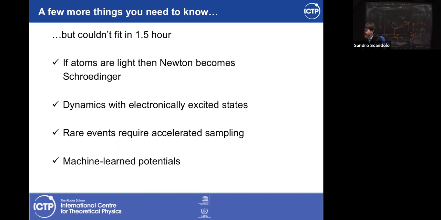And then only at the end, I mentioned this concept of building, by using machine learning, classical potentials, that is interatomic potentials, the way we used to do it in the 60s and 70s, but with parameters that are now determined based on ab initio data.